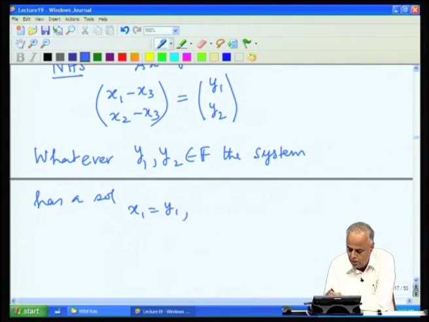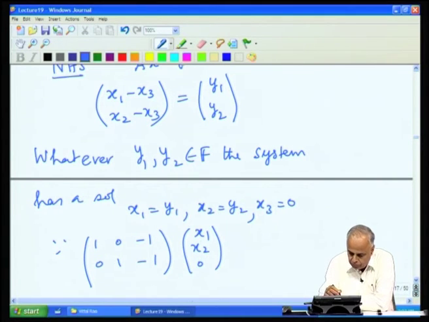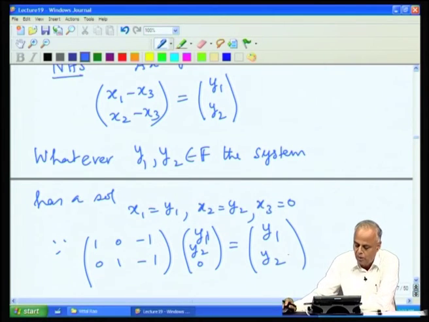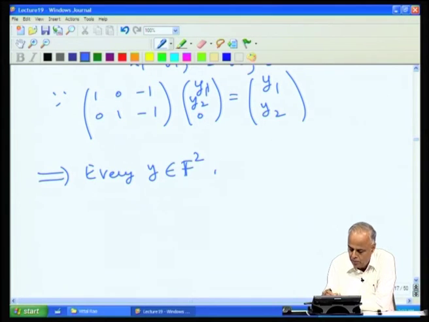x1 equal to y1, x2 equal to y2, x3 equal to 0, because A into y1, y2, 0 is precisely equal to y1, y2. And therefore, given any y1, y2, we are able to construct a solution. Therefore, every y in F2 belongs to R(T_A), and therefore, R(T_A) is all of F2.